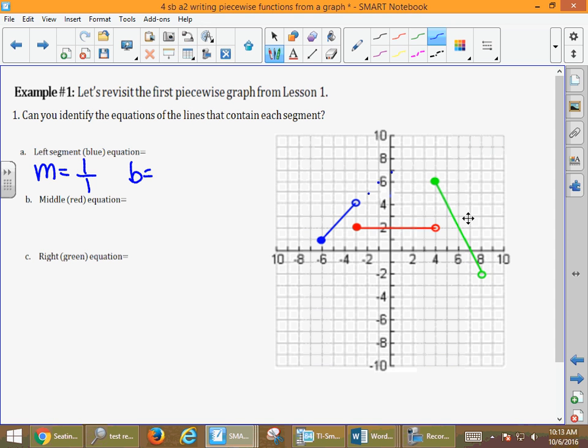But if we were to continue our segment into a line, where would it cross the y-axis? 1, 2, 3, 4, 5, 6, 7. So for our left segment, our blue segment, if we put this in slope-intercept form, we have 1x plus 7. You don't necessarily have to write the 1. There's nothing wrong with writing the 1. You can just write x plus 7.